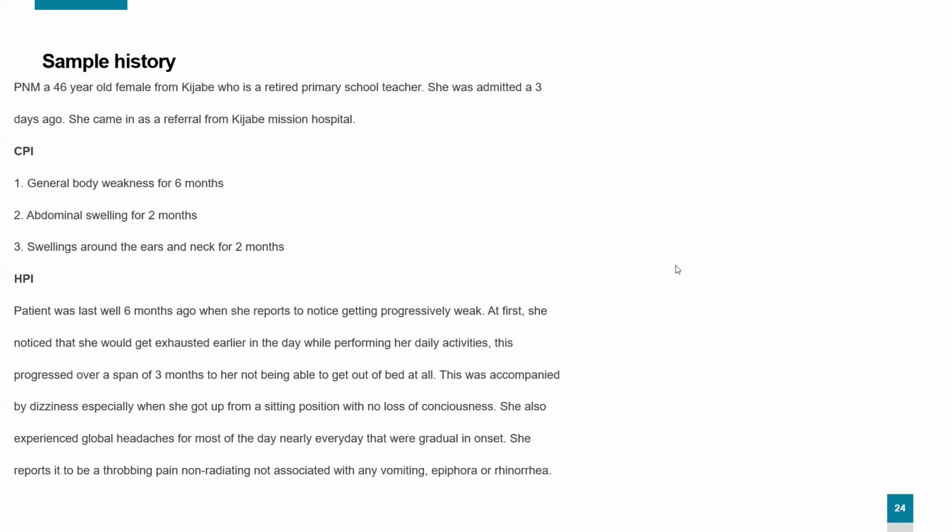Okay, so I'll just read it quickly. PNM is a 46-year-old female from Kijabe, a retired primary school teacher. She was admitted 3 days ago, referred from Kijabe Mission Hospital. The patient presents with a 6-month history of general body weakness, a 2-month history of abdominal swelling, and a 2-month history of swelling around the ears and the neck.